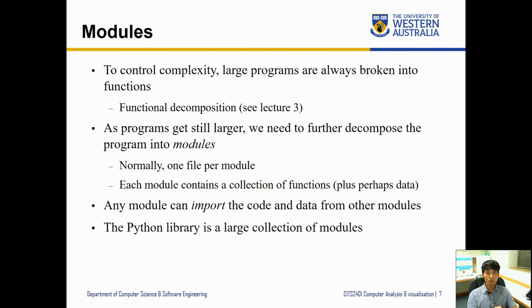Today, about modules. To control complexity, large programs are always broken into functions, as we have seen in lecture 3. As programs get still larger, we need to further decompose the program into modules. So normally one file per module, and each module contains a collection of functions. So what it means is you can write a bunch of functions inside a module, but essentially this is just a Python file, and you can use that inside another program. And that's what we call typically a module.